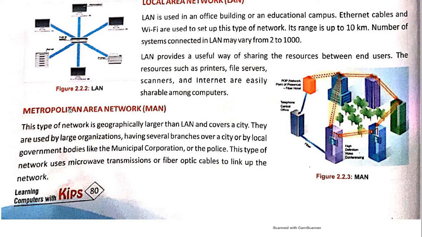So the name metropolitan has been derived from the metropolitan city, means a city having a very good access of network. That means all the services are interconnected, and people can have all the information over the internet or the network. So such type of network is known as metropolitan area network.